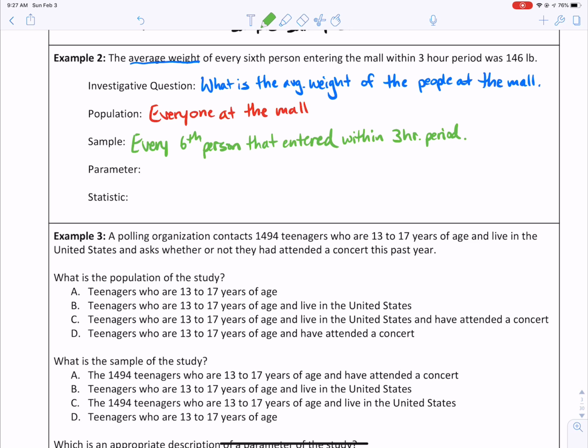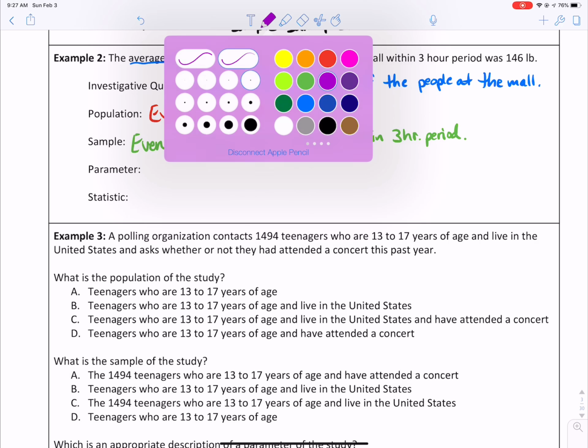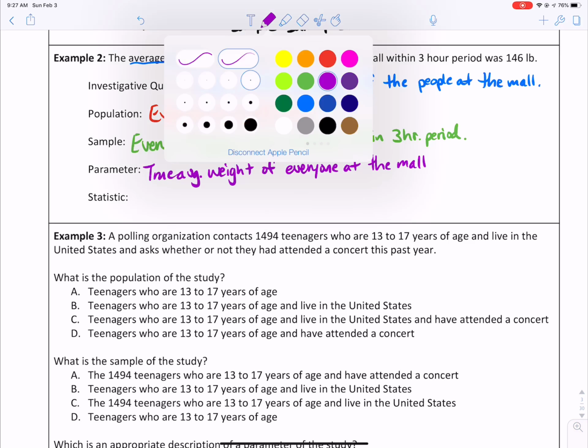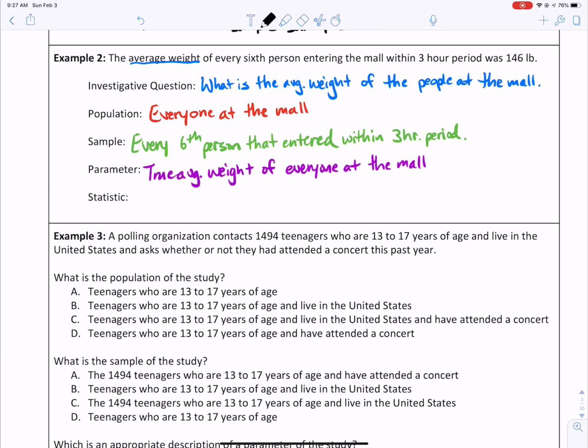The parameter would be, if we could have actually weighed every single person at the entire mall, it would have been the true average weight of everyone at the mall. And then last but not least, the statistic, the thing we can actually measure, was that they found 146 pounds is the average weight. Okay, and that was of our sample, but that helps us make inferences about the population.